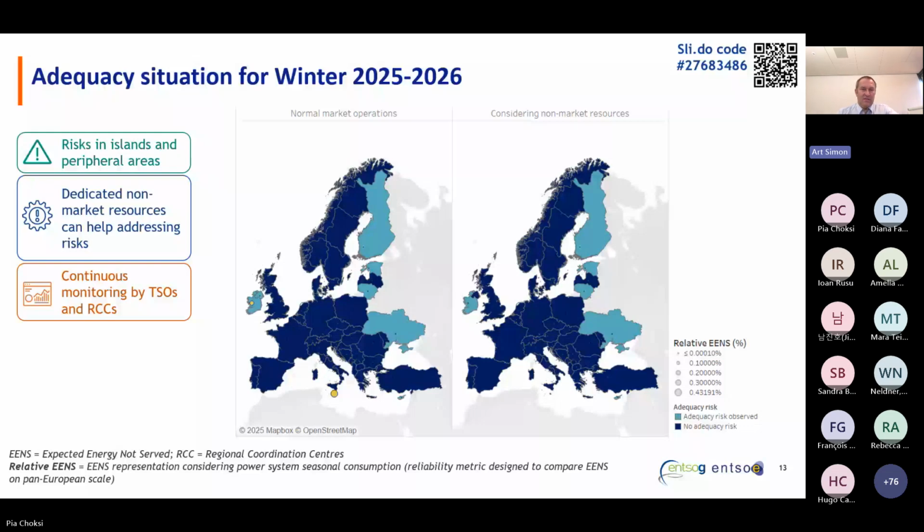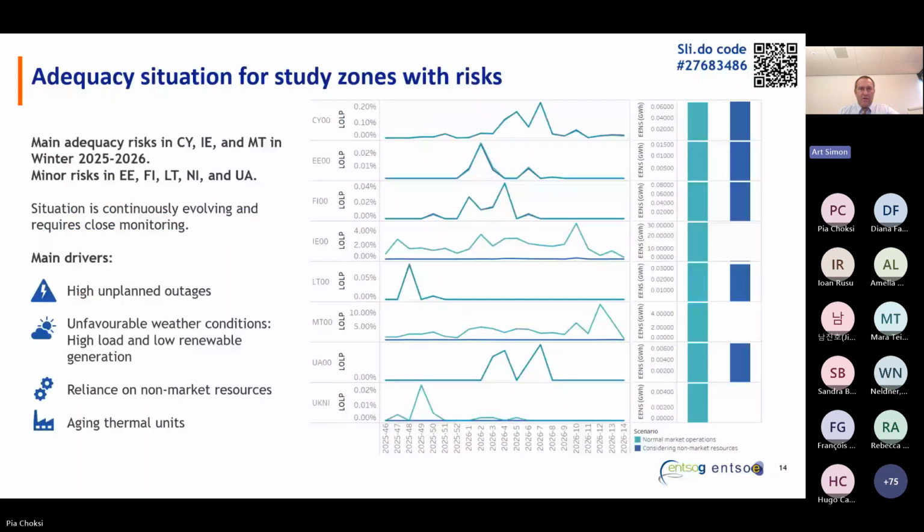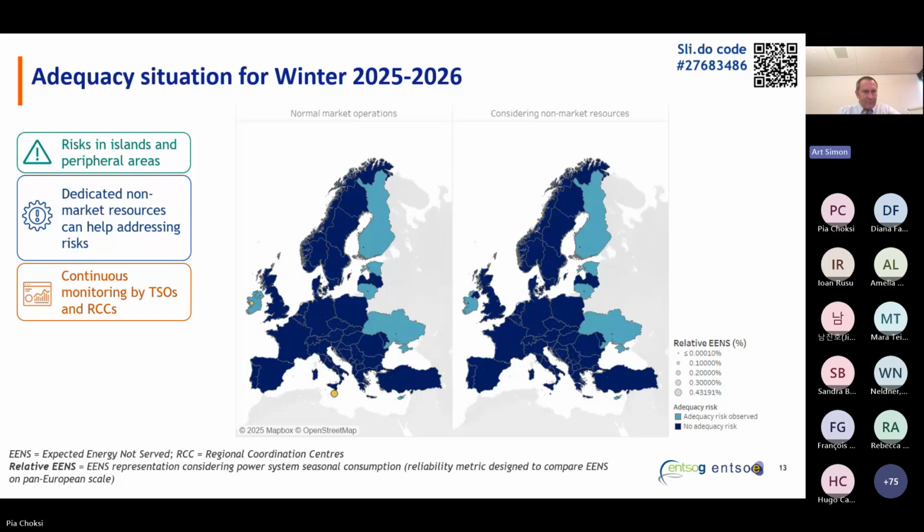But of course, as said at the beginning, it's important that the data were delivered during late summer, early autumn, and we do not assume any disruptive events in the simulations due to the ongoing war. If we compare the left map with the right map, we can see some of the dots disappear, not all of them. And of course, continuous monitoring by TSOs and the regional coordination centers is ongoing. To go more into the depth of these differences, we can go to the next slide.